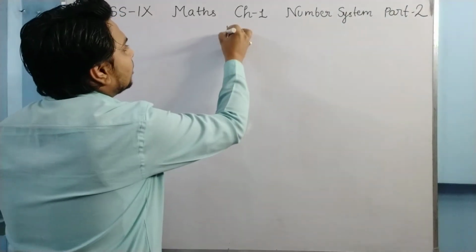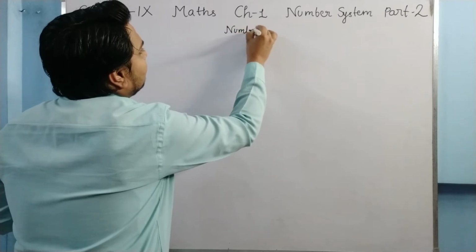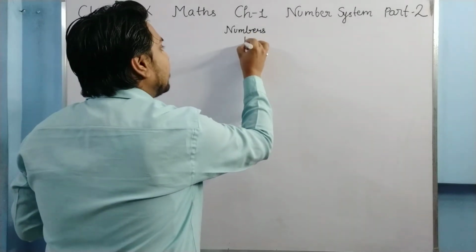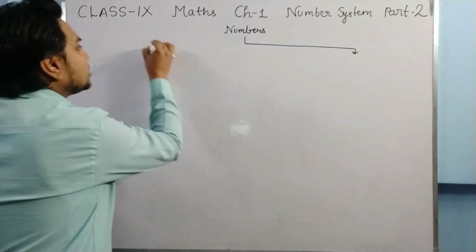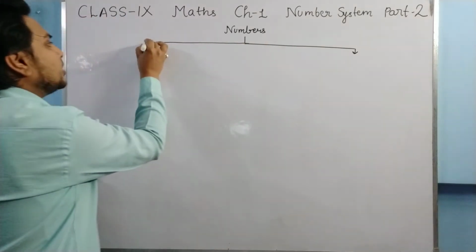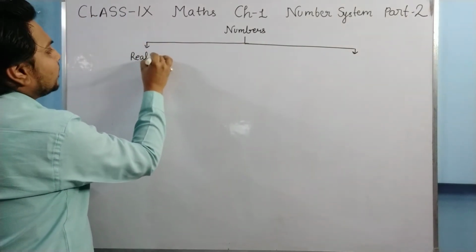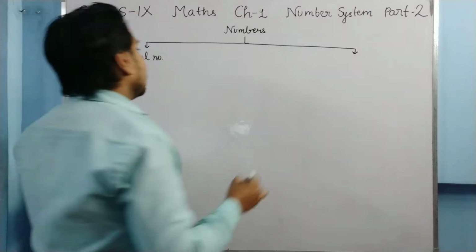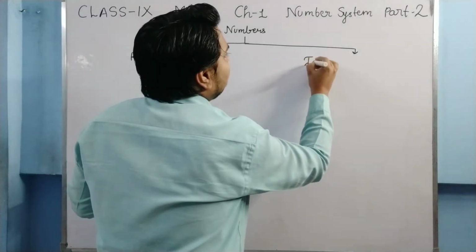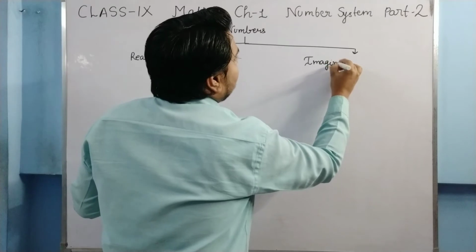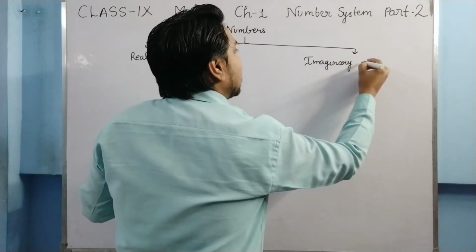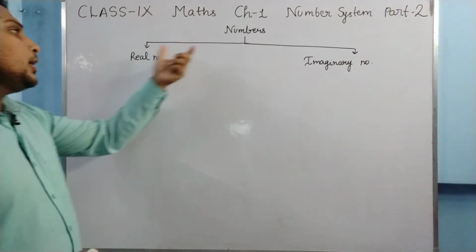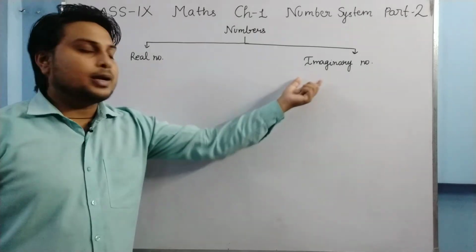So firstly, the flow chart of numbers will be like this. Numbers are broadly divided into two parts. The first one is real numbers, which are all the numbers that can be represented on the number line. The second one, which will be introduced in your syllabus from class 11th, is imaginary numbers. So broadly, numbers are divided into real numbers and imaginary numbers.